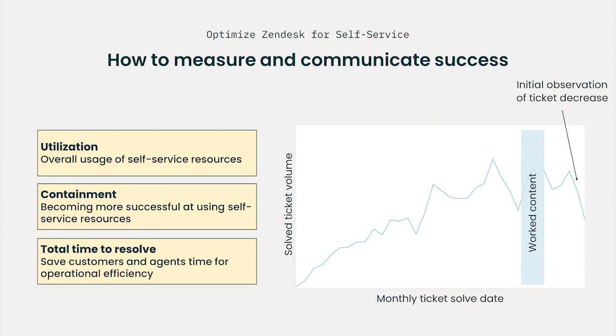Measuring success in the self-service is always a difficult task, but you should define what are your success measures. Then, each bucket should contain metrics with specific goals established by benchmarking. Our own targets are to increase utilization, which is the overall usage of all self-service resources such as article views, comments, search entries and clicks, data points that you can easily report with Explore, but also IPM views, ratings, and video plays. To increase containment, which means to become more successful at using self-service resources, understanding if customers create tickets after consuming the worked content.